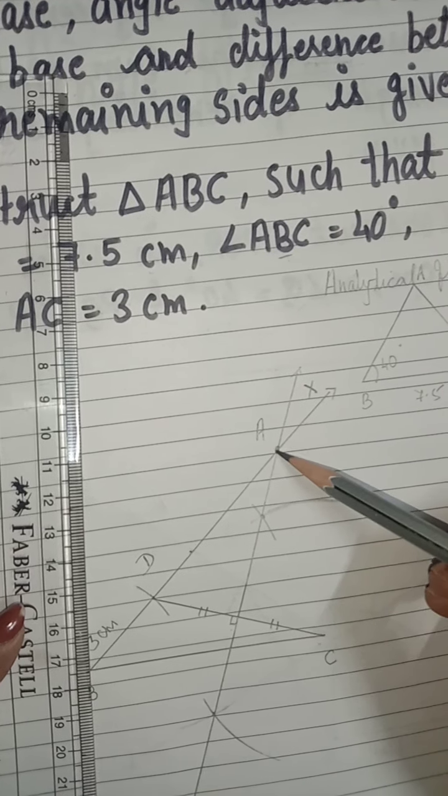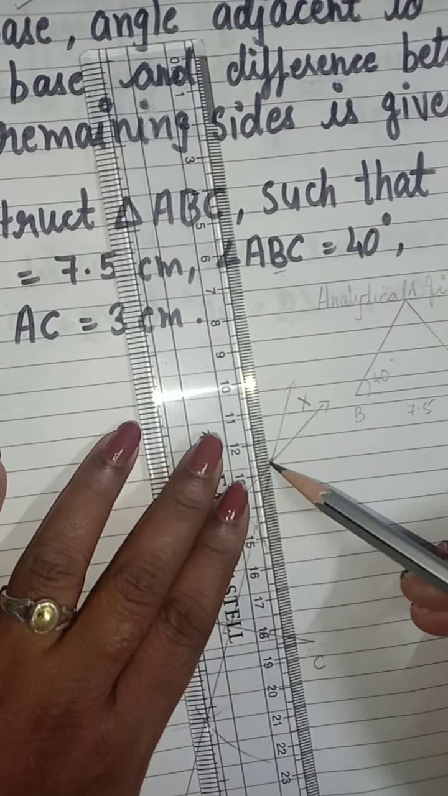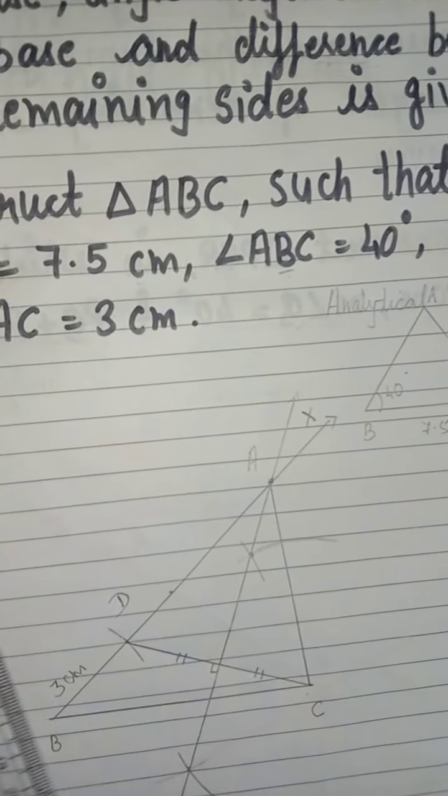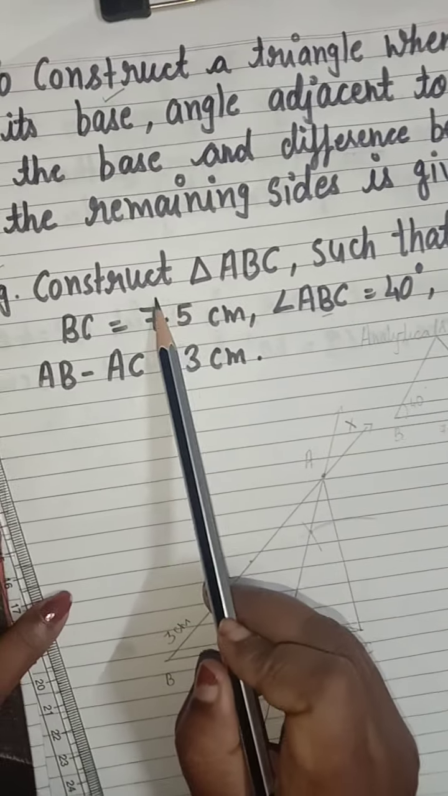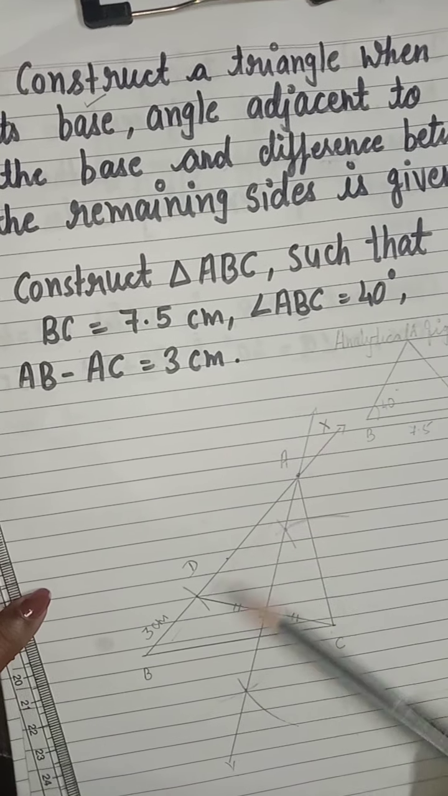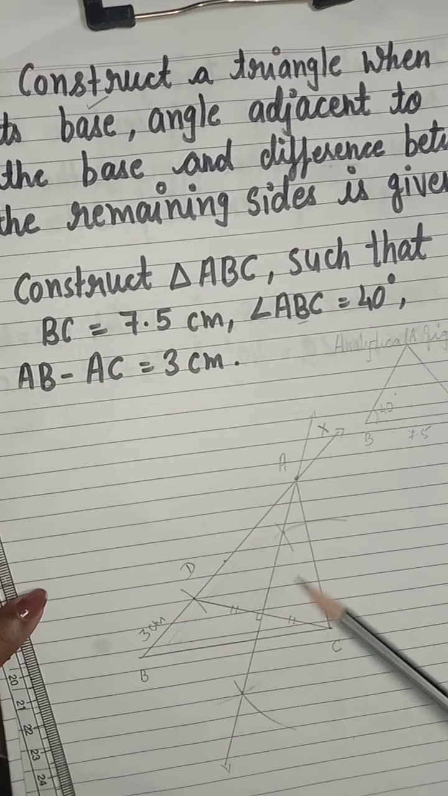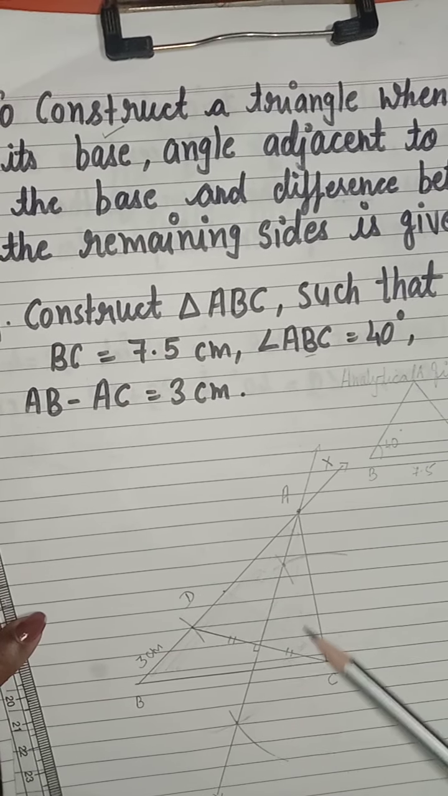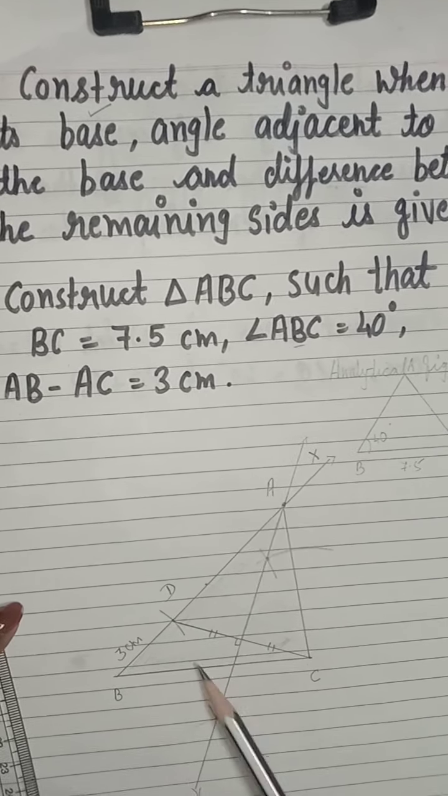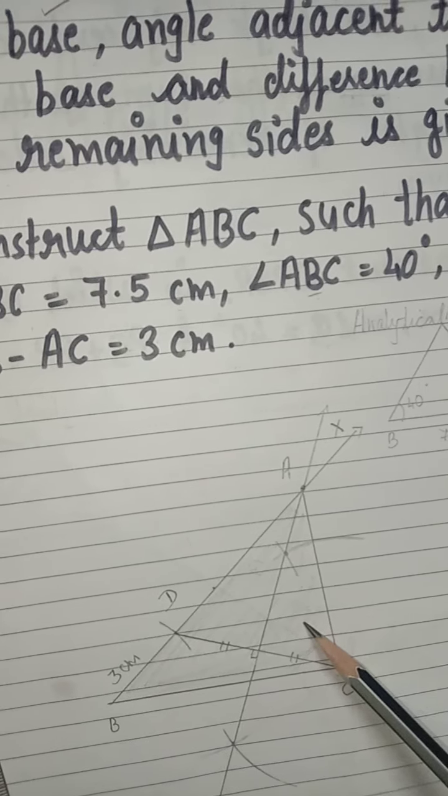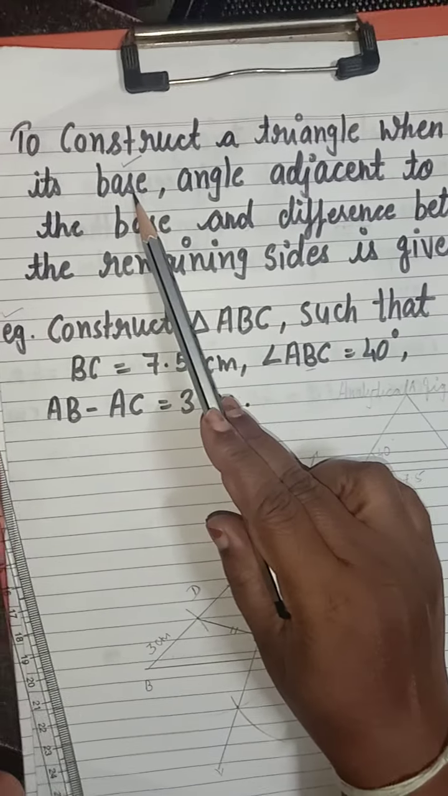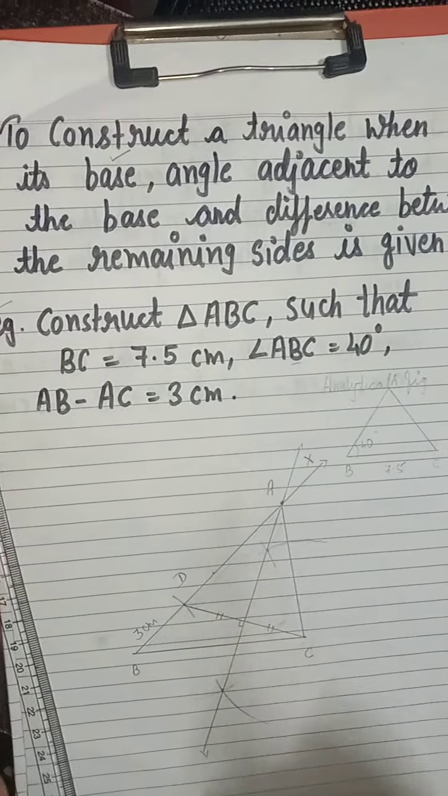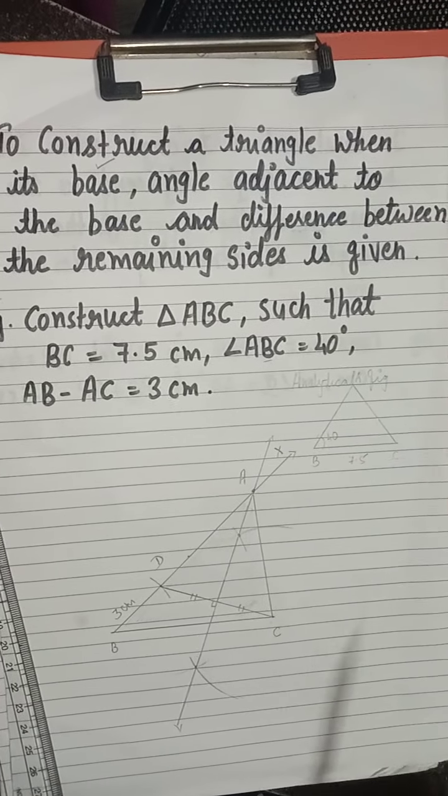Now we will join AC. Now you can see that we have constructed ABC. So this is our required triangle. So this is the construction, you can shade it. This is the construction when the base, angle adjacent to the base and difference between the remaining sides is given. Thank you.